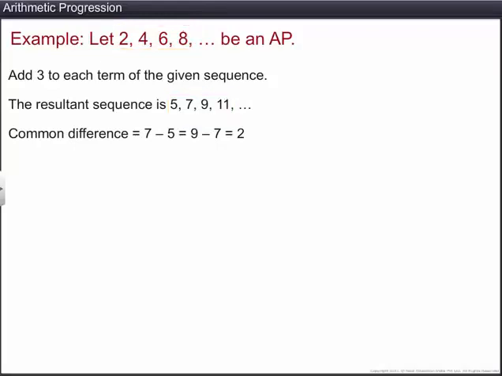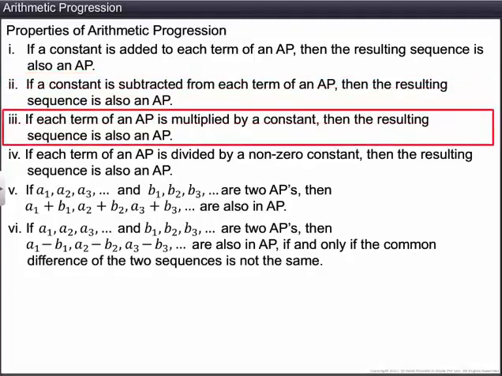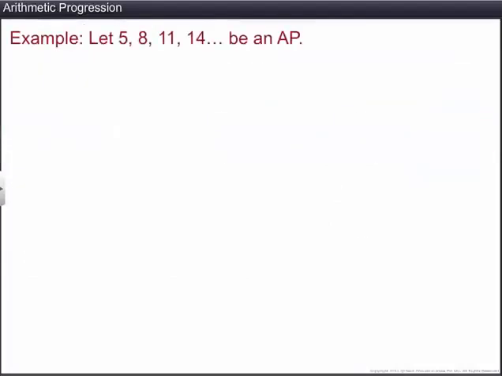Similarly, if a constant is subtracted from each term of an AP, the resulting sequence is also an AP. Next, if each term of an arithmetic progression is multiplied by a constant, then the resulting sequence is also an arithmetic progression. For example, let 5, 8, 11, 14, and so on be an arithmetic progression. Its common difference is 3.